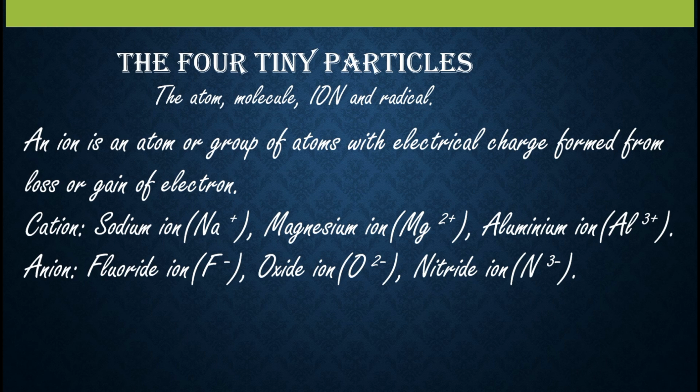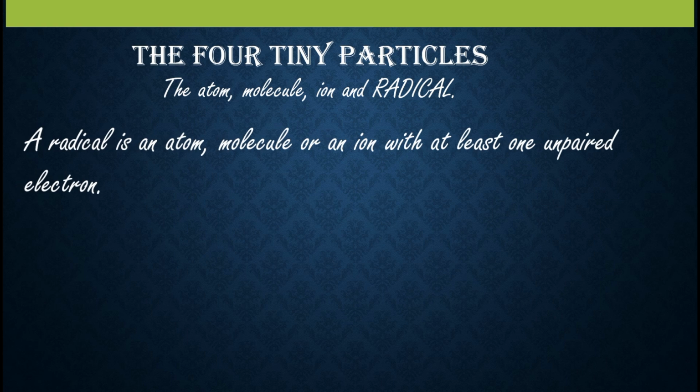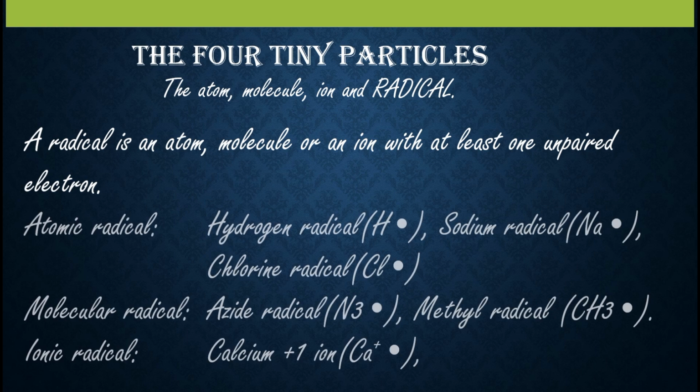Then what could actually be the word for radical? What does radical represent in chemistry? A radical is an atom, a molecule, or an ion with at least one unpaired electron.